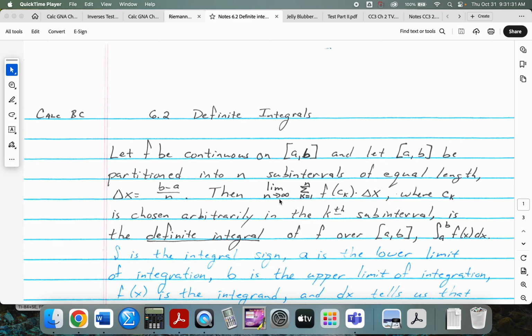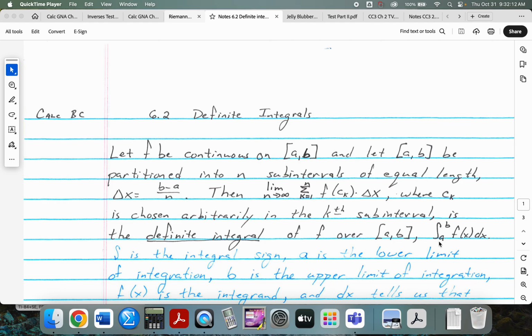Then, if we take the limit as n goes to infinity, so in other words, we're going to take an infinite number of little subdivisions of the summation as k goes from 1 to n of f of c sub k times delta x, where c sub k is some arbitrarily chosen value in the kth subinterval. So in each subinterval, we're going to pick a little x value. We're going to substitute that in. That is the definite integral of f over the closed interval from a to b, and it's written this way.